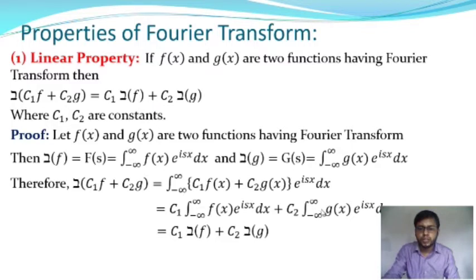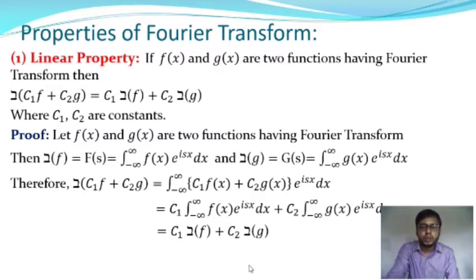So from these two integrals, or from this equation, we get c1 times the Fourier transform of f plus c2 times the Fourier transform of g. So this is the linear property of the Fourier transformation of the functions f of x and g of x.